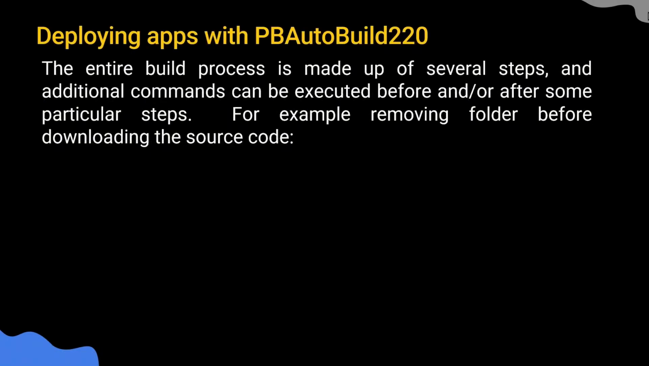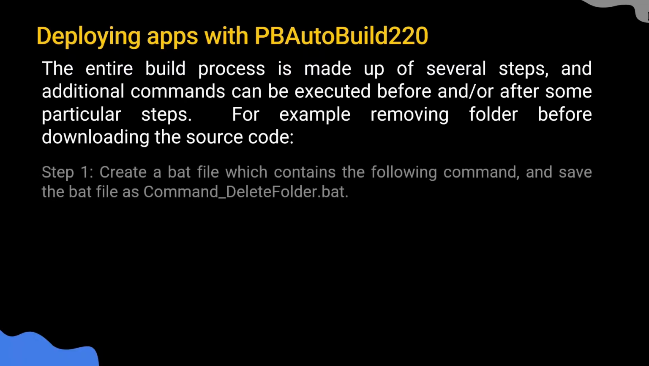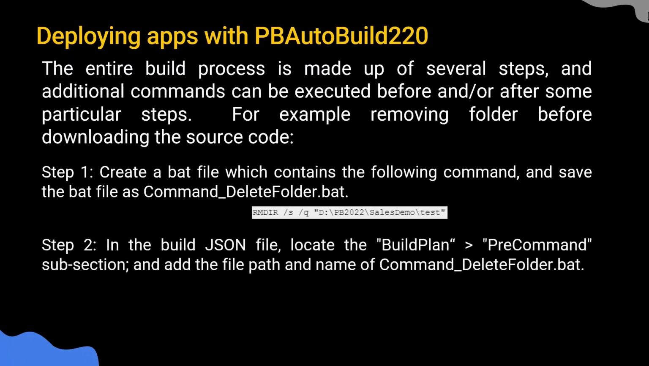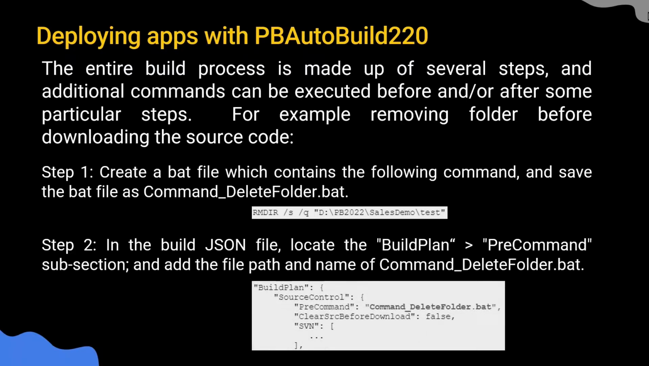The entire build process is made up of several steps, and additional commands can be executed before and/or after some particular steps. For example, removing a folder before downloading the source code. Step 1: Create a bat file which contains the following command and save the bat file as command delete folder.bat. Then step 2: In the build JSON file, locate the build plan pre-command subsection and add the file path and name of command delete folder.bat.